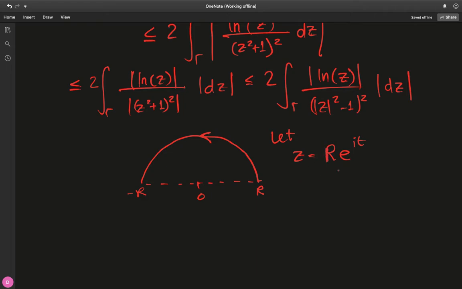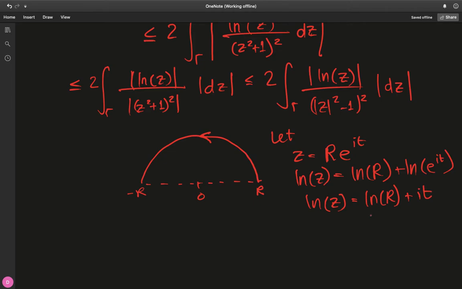And when we make that substitution, we still have to account for the mod of natural log of z. So if you take the natural log on both sides here, we have natural log of r plus natural log of e to the it. This will be natural log of z is equal to natural log of r plus it.